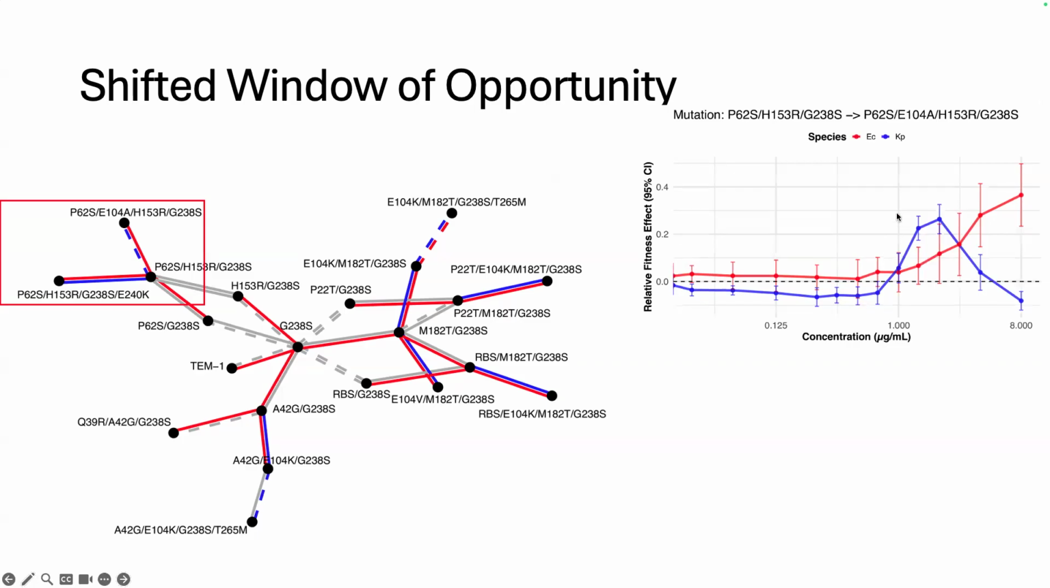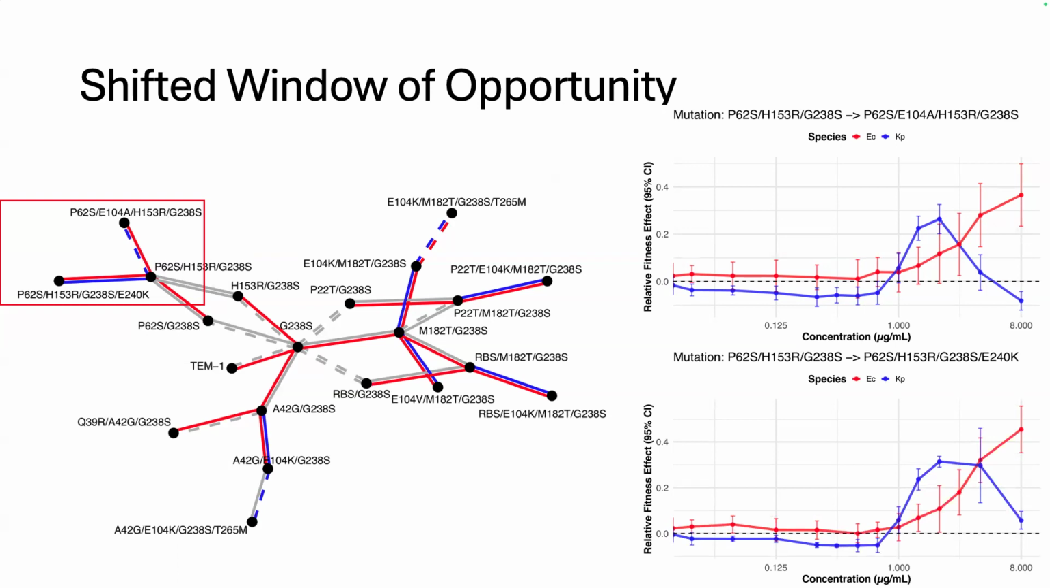So there is a positive effect where the confidence intervals are no longer intersecting zero and are getting pushed up, meaning that adding E104A becomes beneficial for Klebsiella within these concentrations, and for E. coli within slightly higher ones. Remember, though, we're just evaluating within 8 microgram per mil, which is where this was actually selected in E. coli. And at that point, this mutation no longer benefits Klebsiella. It's essentially gone past its window of opportunity.